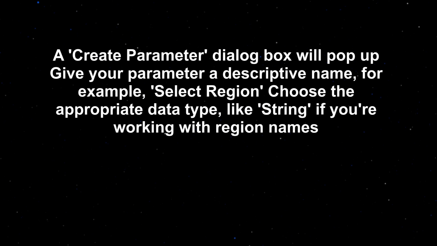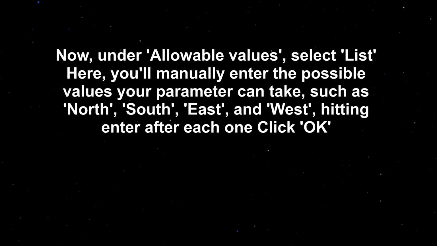Give your parameter a descriptive name. For example, select region, choose the appropriate data type, like string, if you're working with region names. Now, under allowable values, select list here. You'll manually enter the possible values your parameter can take, such as north, south, east, and west. Hitting enter after each one, click OK.